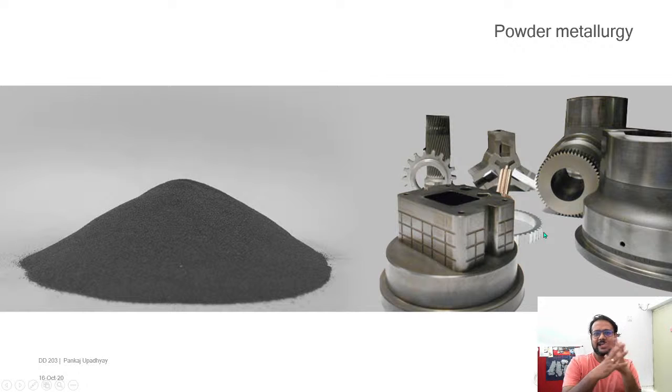So you can already guess what could possibly be the steps involved. One process we already spoke about was metal injection molding. So what you could do is mix this powder with plastic, and pass it through an injection mold.